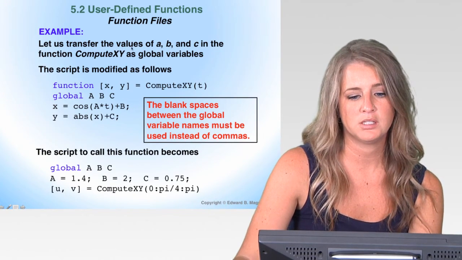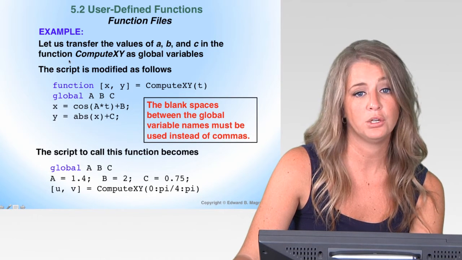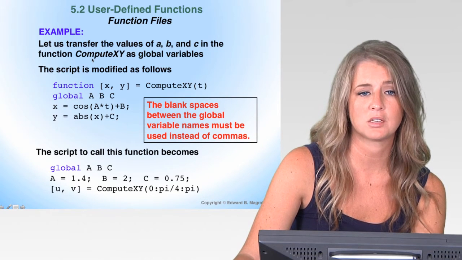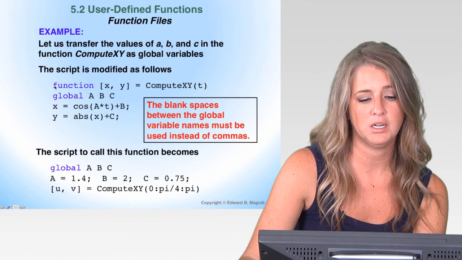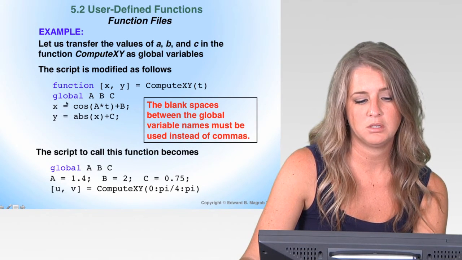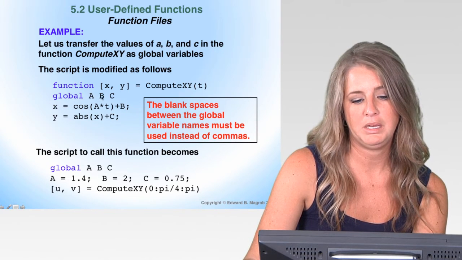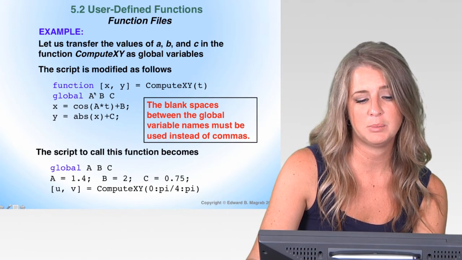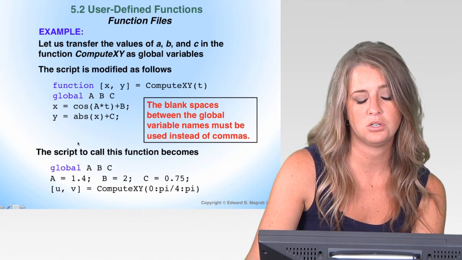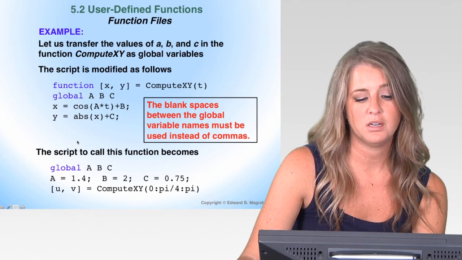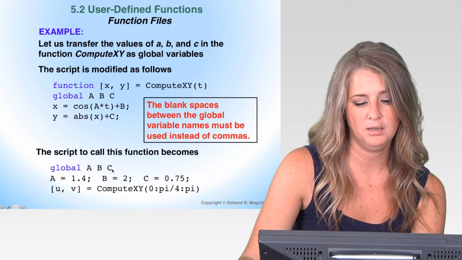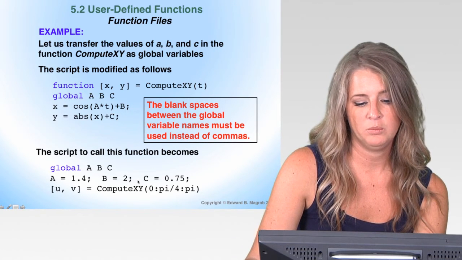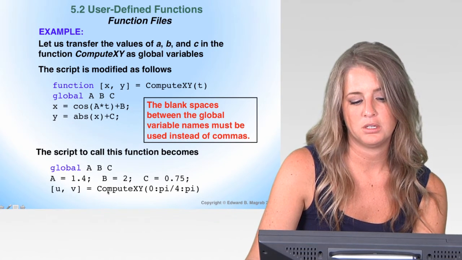Let's say we want to transfer the values of a, b, and c in the function computeXY as global variables. This script would be what we would use here. So everything looks pretty much the same, but you can see now we have the global a, b, and c. And note that the blank spaces are required between each of these. The script then to call the function would be global a, b, c. And then we define what those values are equal to, and then again, we have our function here.